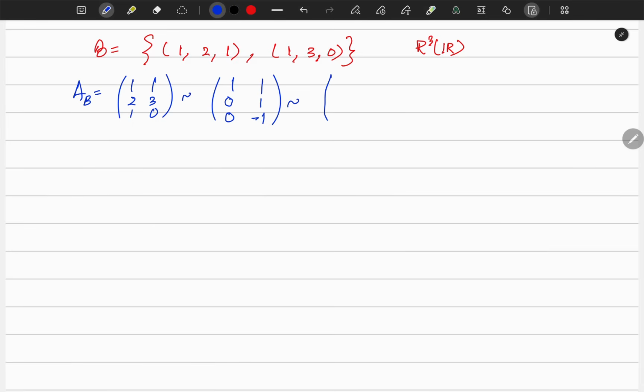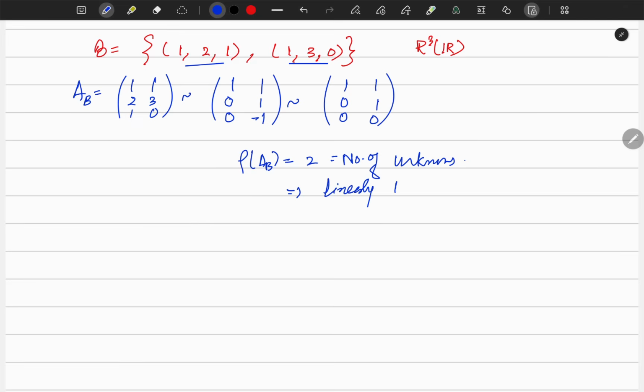And now you will get it here: 1, 1, 0, 1, 0, 0. So the rank of this matrix is 2, and you have only two unknowns, alpha 1 and alpha 2. That is the number of unknowns, 2. So that means it is linearly independent. Now the question is whether it is a basis or not.